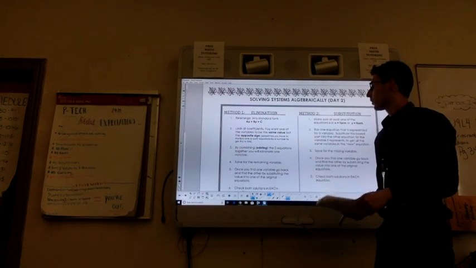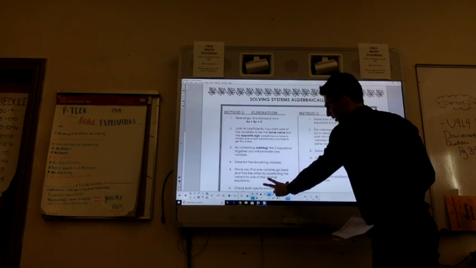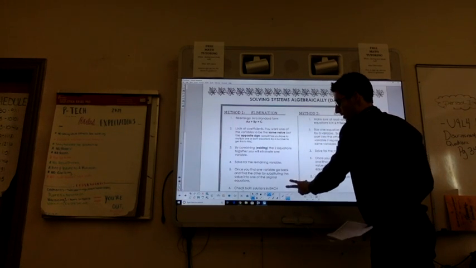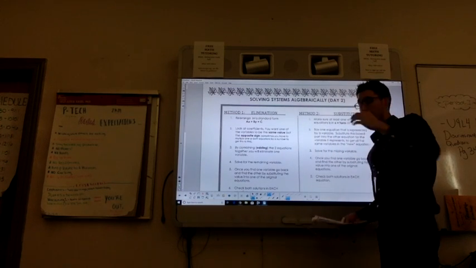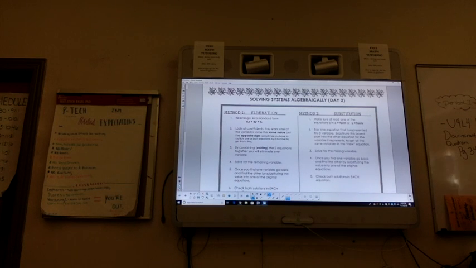So step 4, solve for the remaining variable. After we find one of them, go back and find the other by substituting back into the original equation, and then check both solutions. That's a lot of steps. Let's go through an example.